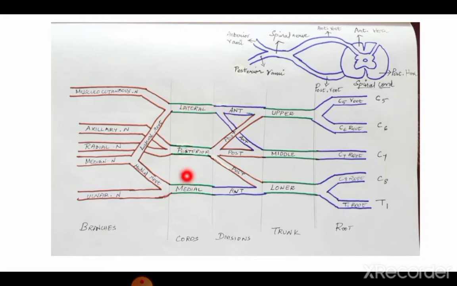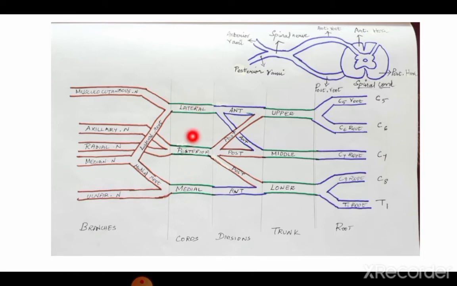So there are 3 cords. The one is lateral cord, posterior cord and medial cord. Lateral cord is the continuation of anterior division of upper trunk and the anterior division of middle trunk. The anterior division of upper trunk and the anterior division of middle trunk join together and form the lateral cord. And all the posterior divisions join together to form the posterior cord. And the anterior division of lower trunk forms the medial cord.